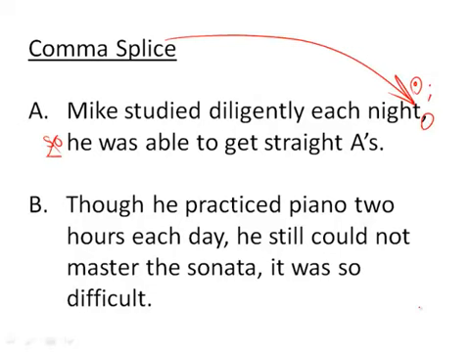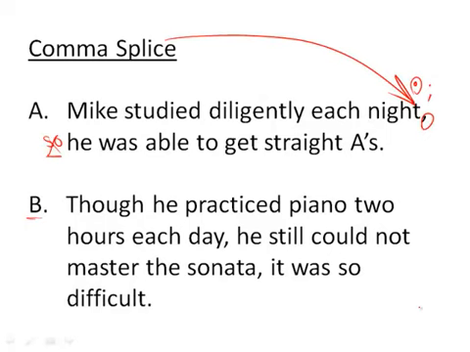Let's go on to B. Though he practiced the piano 2 hours each day, he still could not master the sonata. It was so difficult. If I gave this sentence to, I'd say 70% of high school students, and maybe I'm being a little bit cynical, so let's say 70% of middle school students, they would think that this sentence is absolutely fine. And it's not that the state of our education is necessarily poor. The problem is when people see sentences, they do not rely on grammatical rules, they rely on their ears. So if I read this sentence B, it sounds absolutely fine, but it is not. There is a comma splice. See if you can spot it.